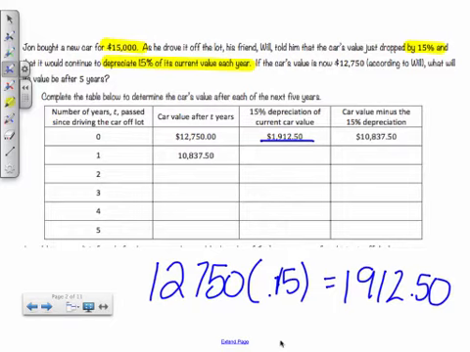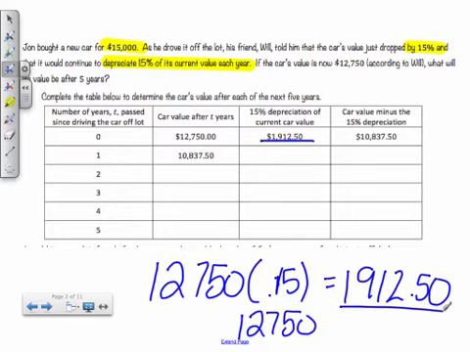Then what you have to do in your calculator is figure out how much the car is going to be worth, because it dropped $1,912.50 in that year. So subtract it, and that's how you end up getting this value right here of $10,837.50. Okay, we'll do one more year together and then we'll see how you do on your own.